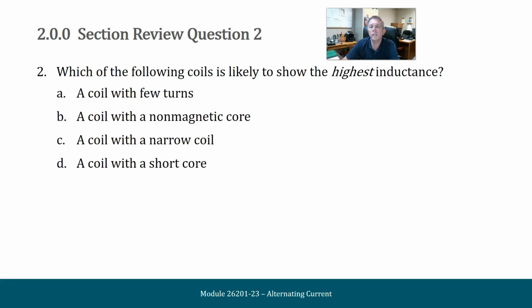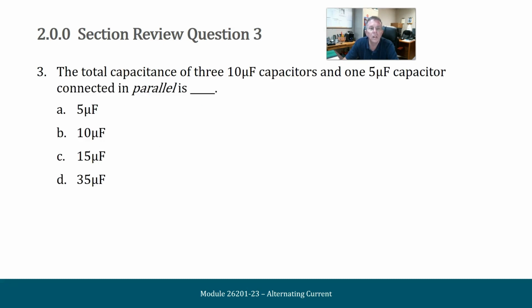Which of the following coils is likely to show the highest inductance? A coil with few turns, a coil with a non-magnetic core, a coil with a narrow coil, or a coil with a short core. So a coil with a short core. The total capacitance of three 10 microfarad capacitors and one 5 microfarad capacitor connected in parallel is, well, I think we'd add them together: 10, 20, 30, 35.